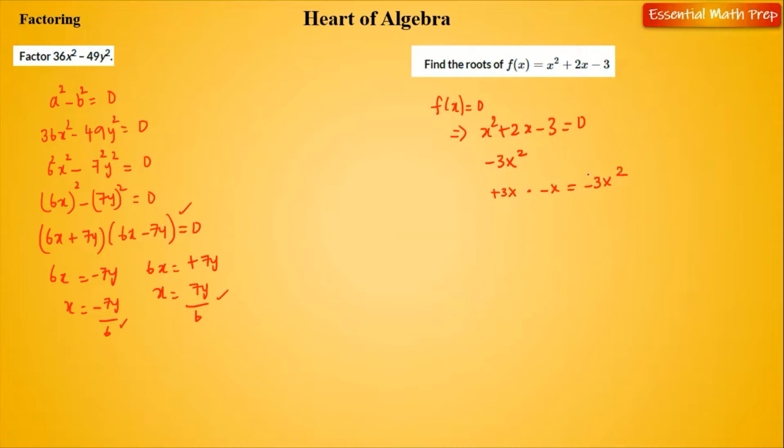Now, why does the plus go with the 3 and then the negative go with the 1x? Because we want the x to be positive, right? So if you take 3x minus x, then you're going to get plus 2x. So let's substitute 3x minus x in place of 2x. So that means x squared plus 3x minus x minus 3 equals 0.